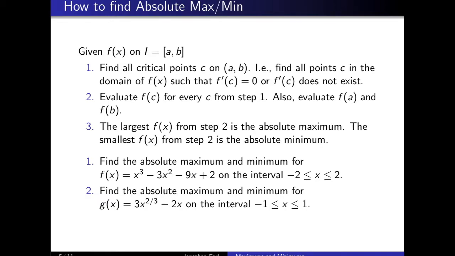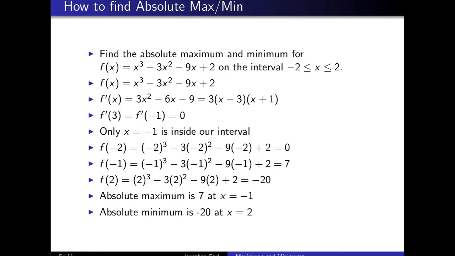And then the third thing that we'll do is take the largest value that appears in step 2 and also the smallest value that appears in step 2. The biggest value that we get will be the absolute maximum, the smallest value we get will be the absolute minimum. So we'll do a couple of examples. We'll first find the absolute maximum and minimum for x cubed minus 3x squared minus 9x plus 2 over the closed interval minus 2 to 2.